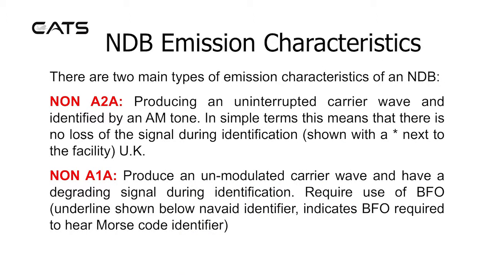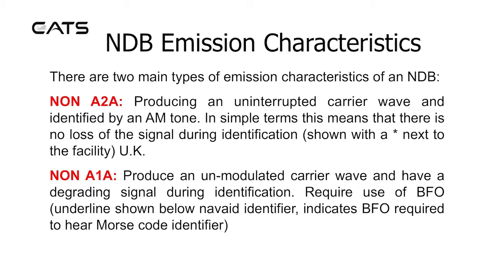NDB emission characteristics. There are two main types of emission characteristics of an NDB. Non-A2A produces an uninterrupted carrier wave and is identified by an AM tone. In simple terms, this means that there is no loss of the signal during identification and is shown with an asterisk next to the facility, certainly in the UK.